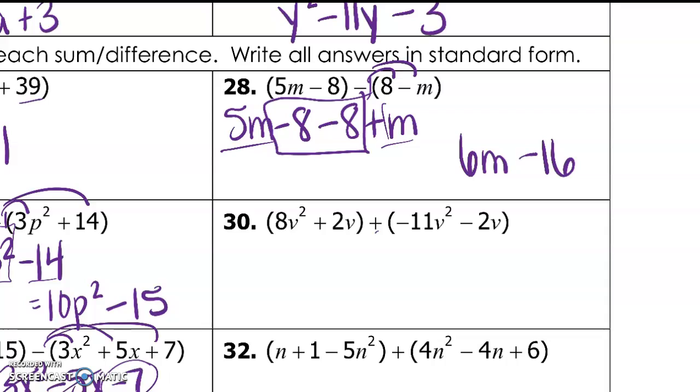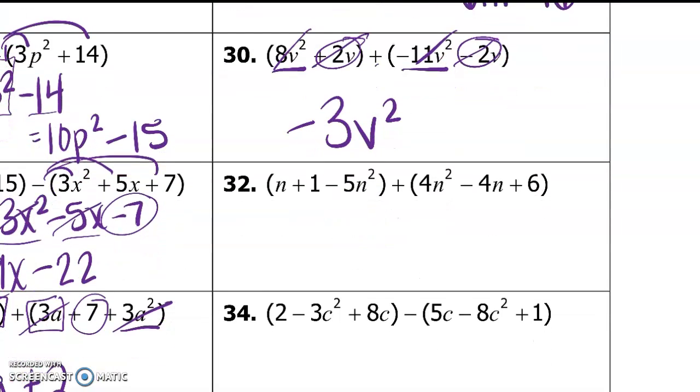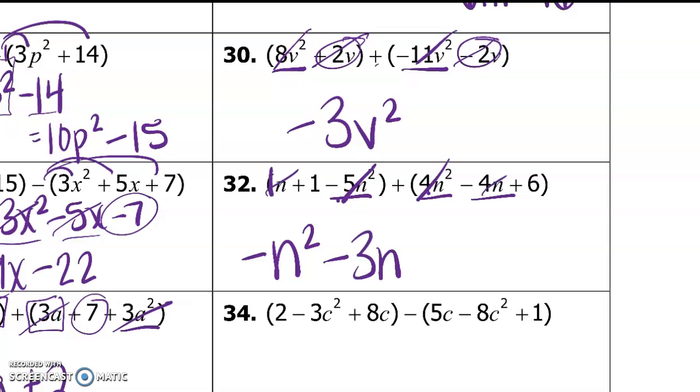Number 30 is addition, so you can just match them up. 8v squared, and then either plus a negative or minus 11v squared, however you want to see that. Negative 3v squared. 2v minus 2v, those two cancel out, so you're just left with negative 3v squared. 32 is addition, so you're just matching them up. Start with your n squared. Negative 5 plus 4 would be negative 1, so just a negative sign, n squared. 1n minus 4n would give me minus 3n. 1 plus 6 would give me plus 7.